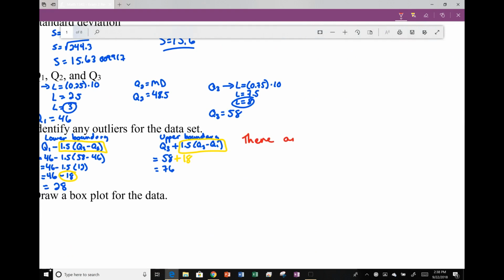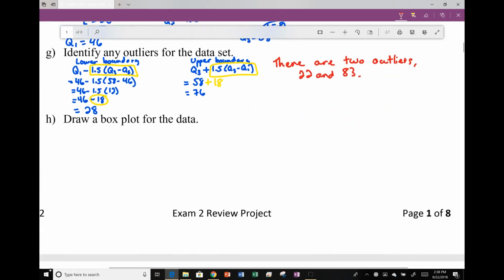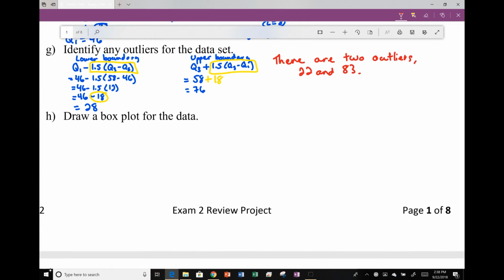There are two outliers, 22 and 83. Those are our two outliers. These outliers are going to be important when we go to draw our box plot, which is part H. So I'm going to just draw a number line to start out with.